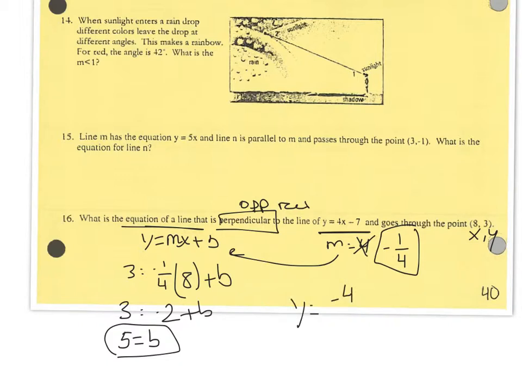Write the equation. Y equals negative 1/4 x, and then plus the b, which is 5. So this is the new equation that's perpendicular to y equals 4x minus 7 and passes through 8 comma 3.